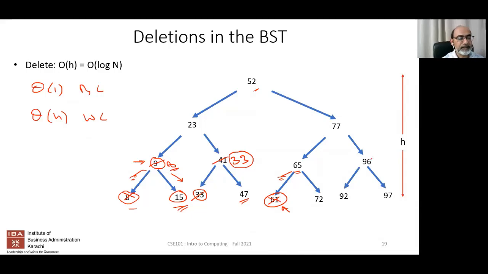So take the number 96. If we delete this, then we'd simply take the number 92 and we put it over here. And hopefully you can convince yourself that it will work every time. Okay, can somebody tell me a more difficult problem of deletion?